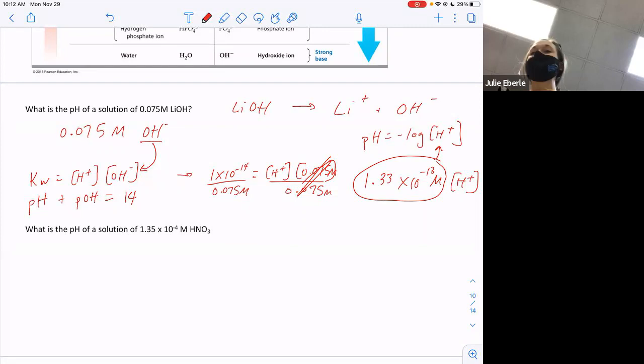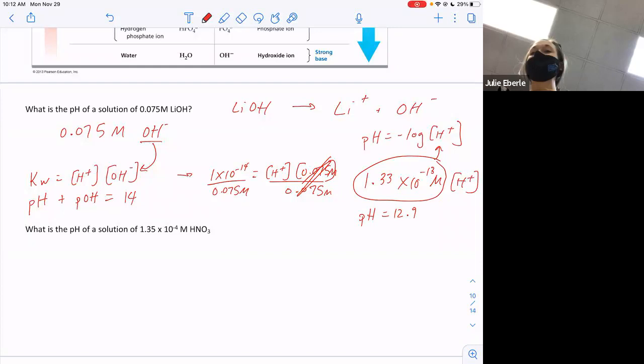I got 12.9 if you round. Anybody else get that? Okay. So my pH would be 12.9. All right, and that makes sense that this is a basic pH because we have a strong base here.